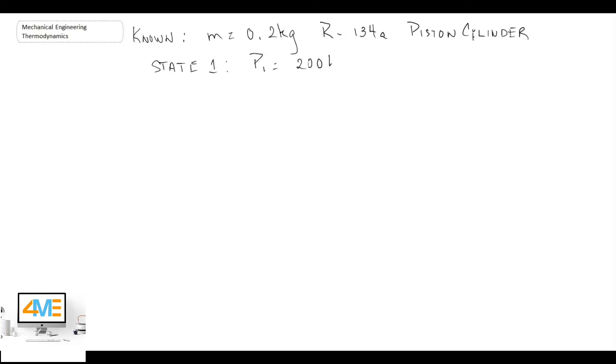We know that we have a mass of 0.2 kilograms, and it's a piston cylinder device with R134A inside of it. We know that at state 1, we have a pressure of 200 kilopascals, and 75% is in the liquid phase.